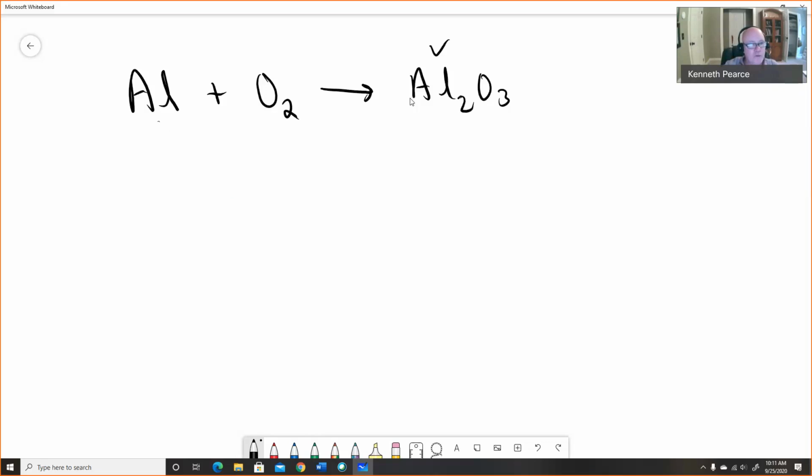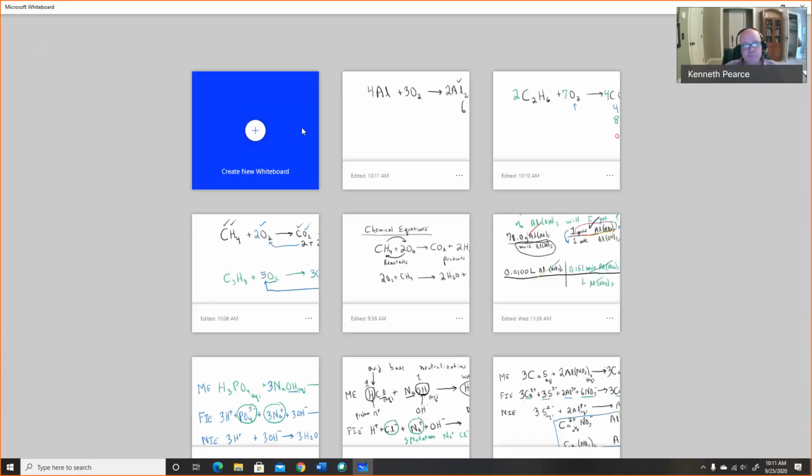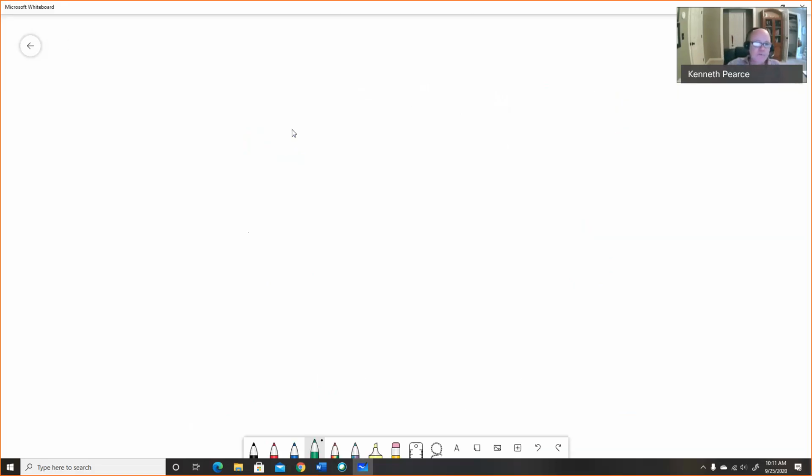And so that becomes 4 aluminums. And then 2 times 1 means this is 2 aluminum oxides. Now we have 6 oxygens on the right-hand side, and we can put a 3 over here. And so now this equation is balanced. Now, here's an interesting equation that we can balance.